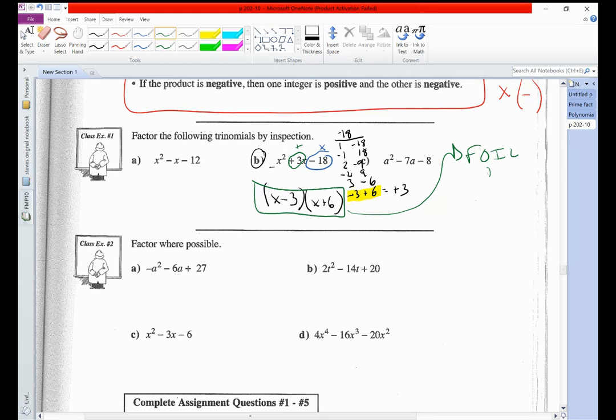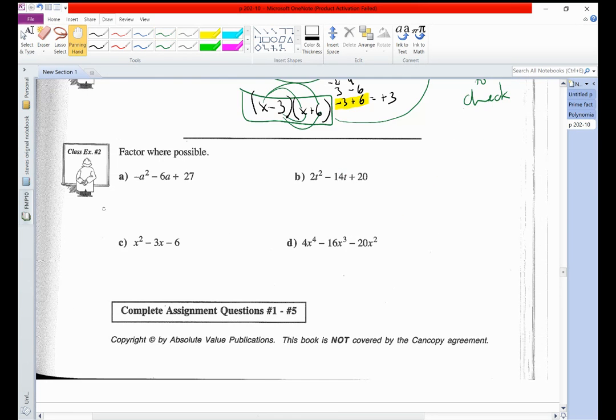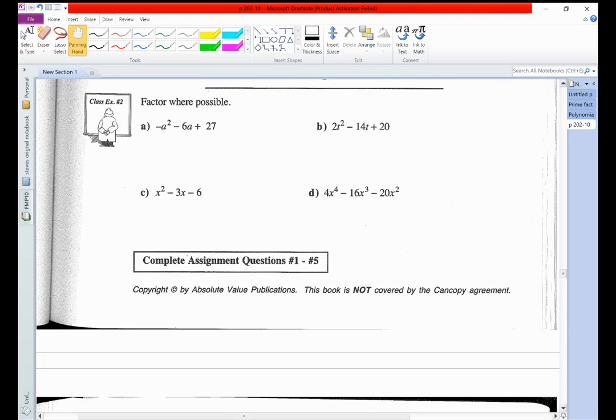FOIL to check. And then you would do first, outside, inside, last, combine your like terms, and you should get the trinomial that you started with. Awesome. Hopefully you all remember that, or you all know it. It's not new information for you.